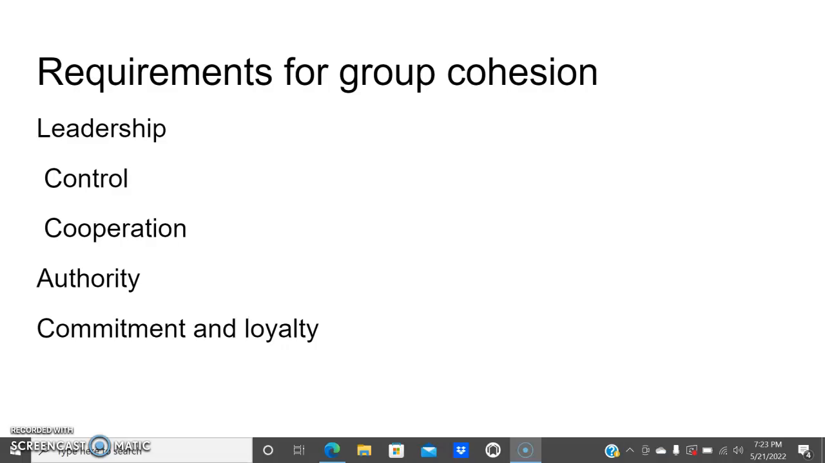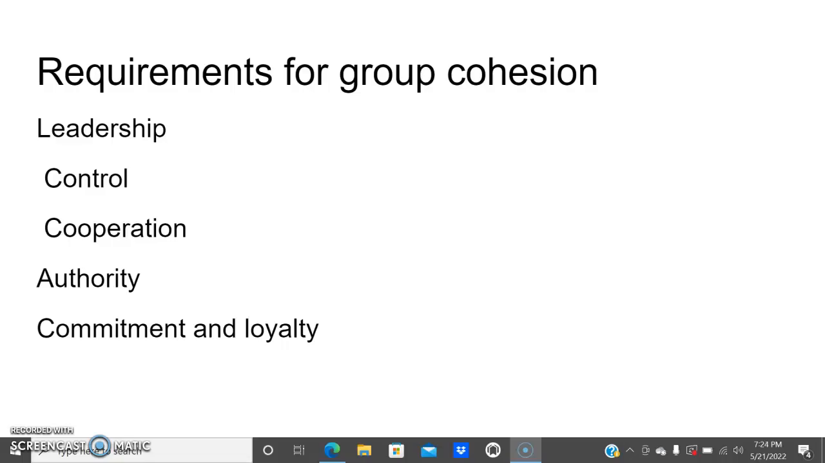However, you find out that some members are not cooperating, they're not working together, they're not loyal to the group, they are not committed to the group. What do you think will happen? Well, definitely, you will not be winning that competition, right?